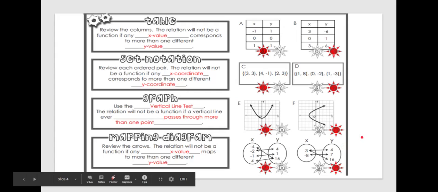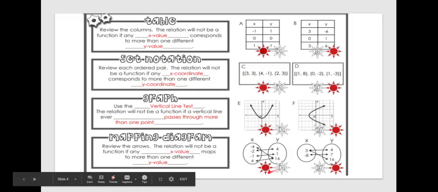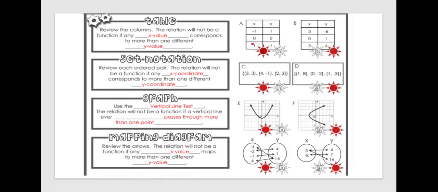All right, guys, I hope that helped. You're going to be given different graphs or different functions and relationships on XY tables, in set notation, on graphs and mapping diagrams, and you're going to have to decide whether or not it's a function. And to be a function, you can only have one y value to each x.